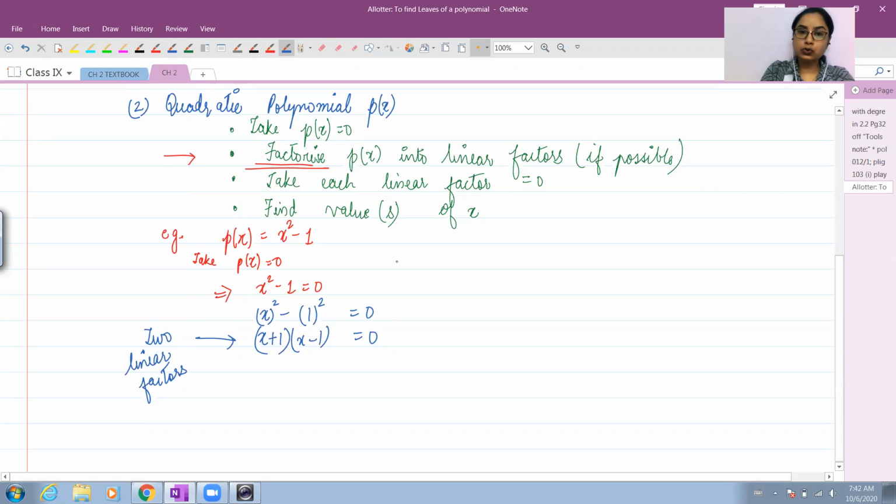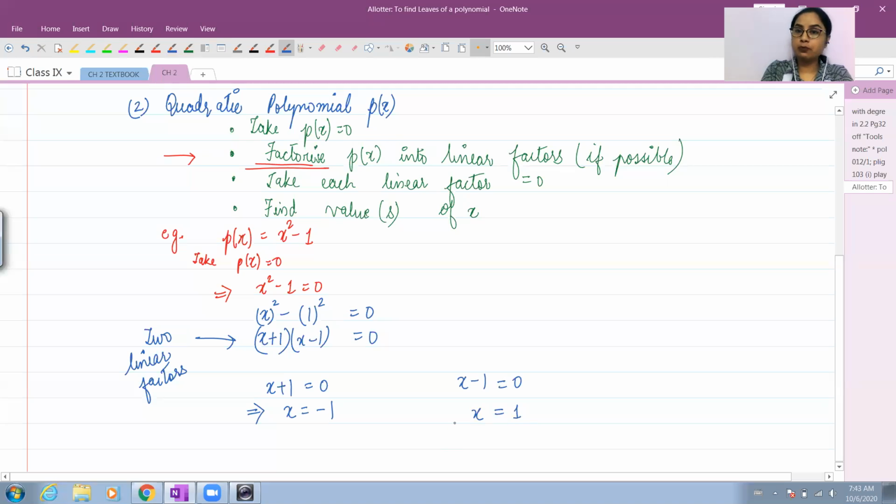And why do we do so? Because when we write down that x plus 1 into x minus 1 is equal to 0, the product of two values is 0. This will be only possible if either one of them is 0 or both of them are equal to 0. So either you have the value x plus 1 equals to 0, and this will imply that x equals to minus 1. Or you will have the second value equals to 0, which gives you x equals to 1.